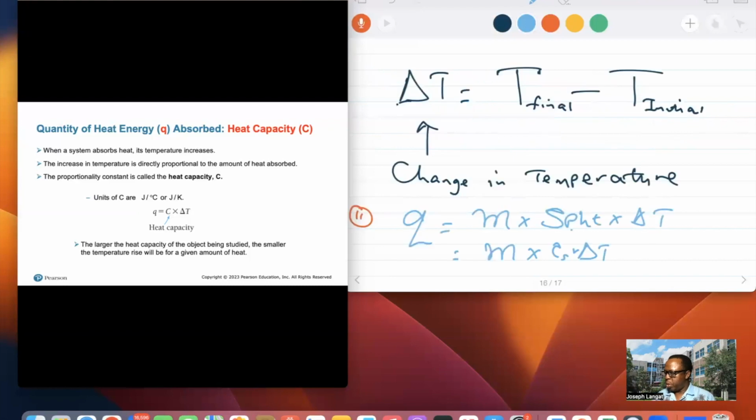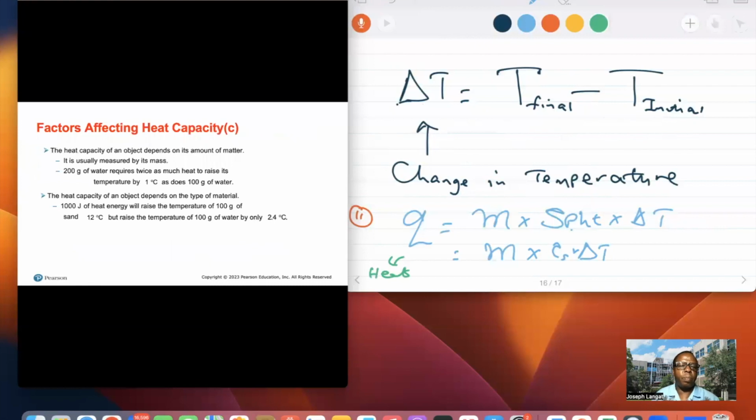So remember, there are two equations for calculating the heat. Either the first equation, if you are given the specific heat capacity of a substance, or if you are given the heat capacity of a substance, change is the same as just final minus initial. Now, the larger the heat capacity of the object being studied, the smaller the change in temperature for a given amount of heat.